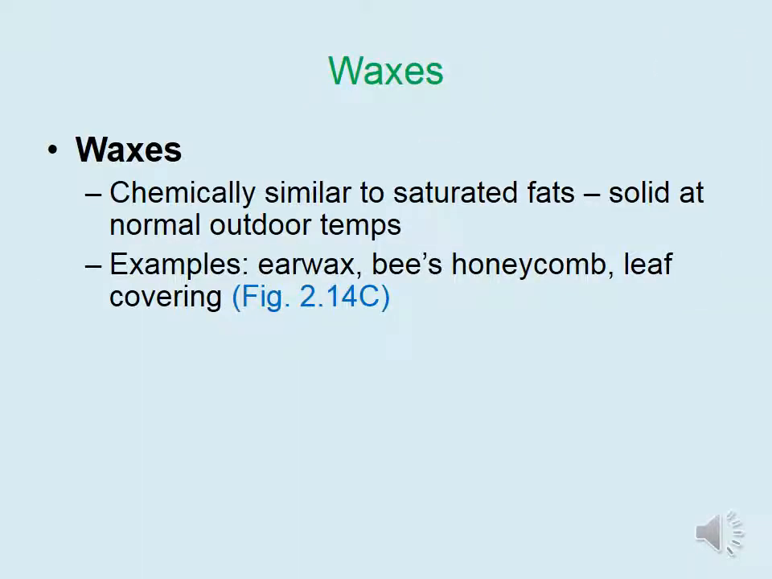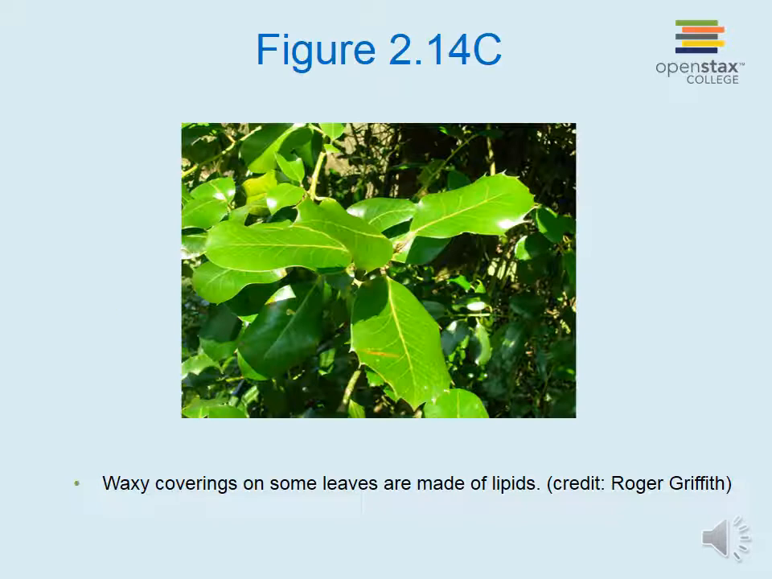Recall that triglycerides consist of fats, oils, and waxes. Waxes are chemically similar to saturated fats, except they are solid at normal outdoor temperatures. Examples of waxes include the wax in your ears, the honeycomb of a bee, and the covering of leaves. Consider the fact that if you go outside on a hot day, your earwax certainly does not melt and ooze out of your ears. However, if you were to take a saturated fat such as butter and put it outside on a hot day, it would melt. Waxy coverings on some leaves are made of lipids.